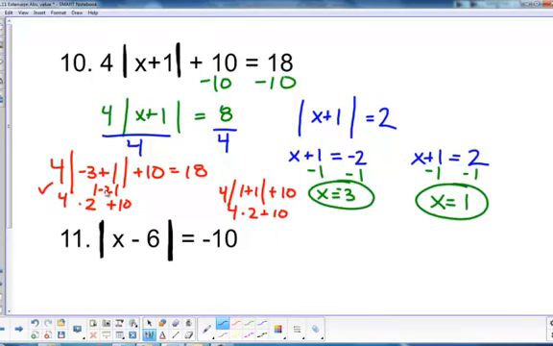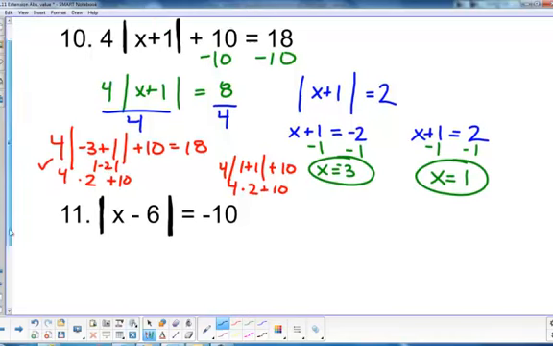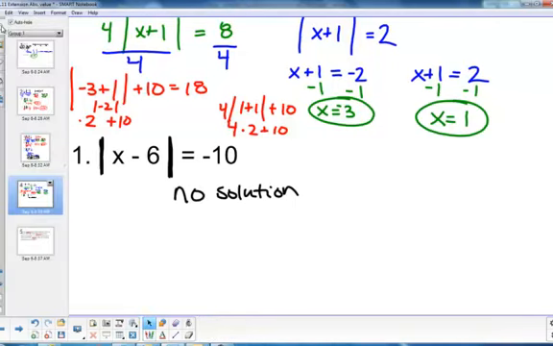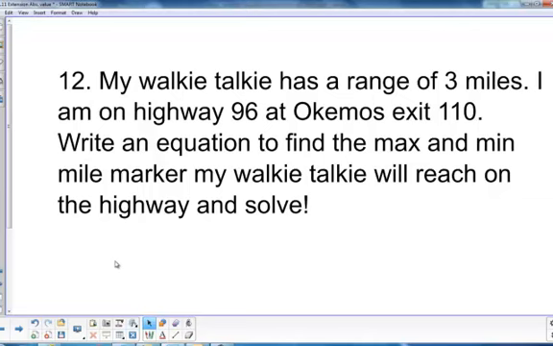In 11, we have the absolute value already isolated. If you ever get something where you're having an absolute value equaling a negative, it is no solution. So you don't have to get anything. If you do solve it and get a couple numbers, when you plug it in and check, it doesn't equal the negative when you take the absolute value. So that's how you know it's no solution.